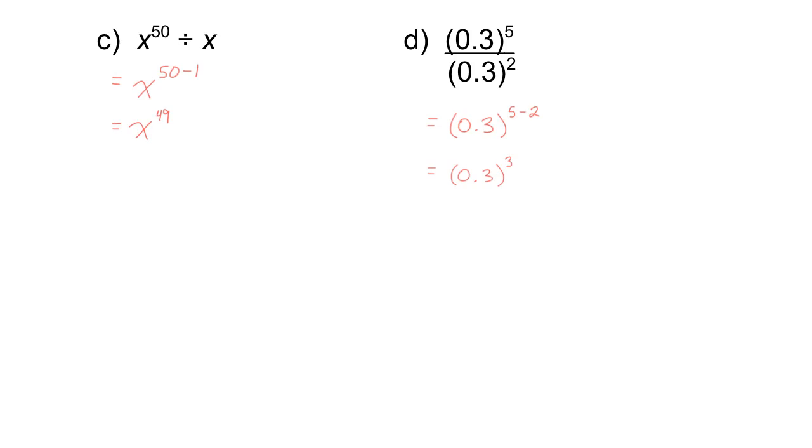Here we go. Just don't forget, if you don't see an exponent, it means it's a 1. We're dividing powers with the same base, so we subtract the exponents. 50 minus 1, we're left with x to the exponent 49. In this expression, the base is 0.3. We're dividing powers with the same base. 5 minus 2 is 3, so we end up with 0.3 to the exponent 3.